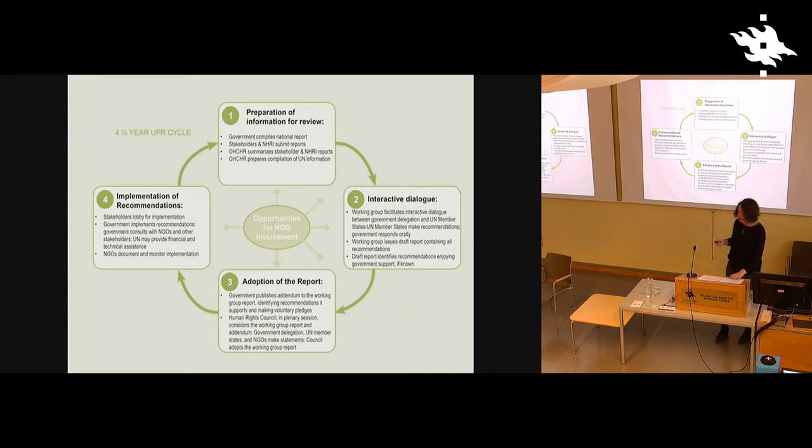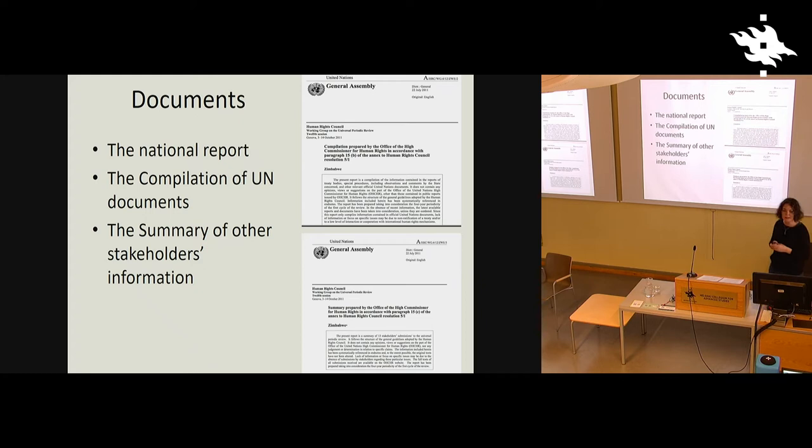So as I said, these reviews are based on three key documents. One is the national report, which is prepared by the state under review. Then there's a compilation of UN documents. It's also prepared by the Secretariat of the UPR, and it's a document that is based on information that can be found within the different UN human rights mechanisms, as well as the other UN agencies. And finally, the summary of other stakeholders' information is a summary of the contributions, of the submissions that are sent to the Office of the High Commissioner for Human Rights. It's a summary of 12 pages, approximately.